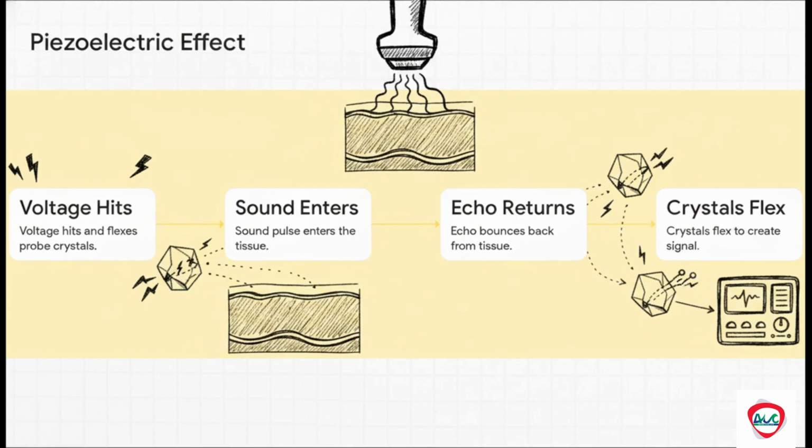The probe stops transmitting and just waits. When the echo bounces back from the tissue, it hits those exact same crystals, physically flexing them again. This compression creates a tiny electric signal that the machine can actually read. It's crazy to think about, but your probe spends almost all of its time just quietly listening, using the microsecond time delays of those returning echoes to calculate the exact depth of the tissue.